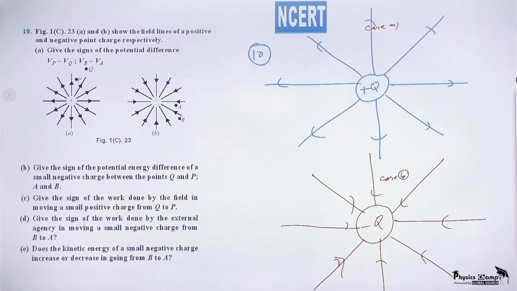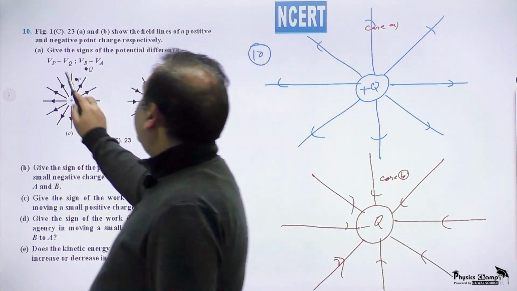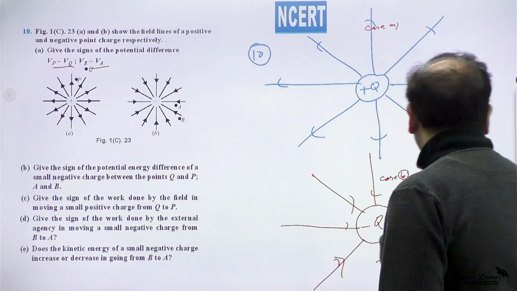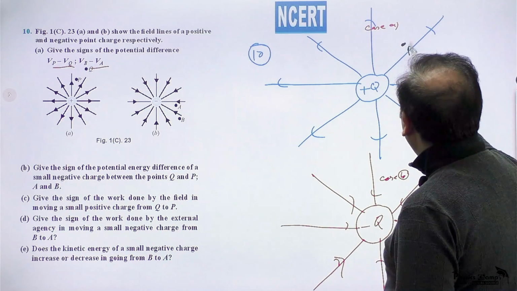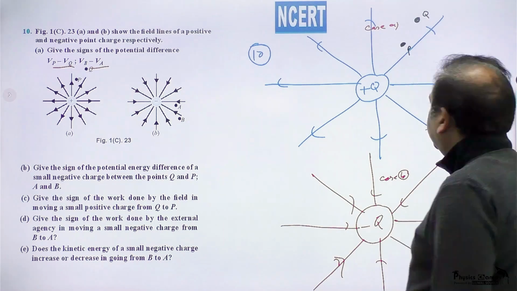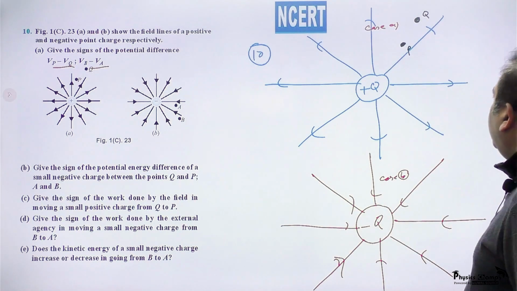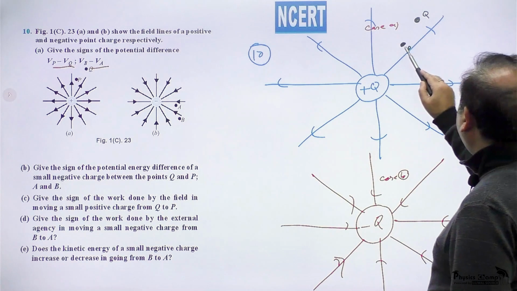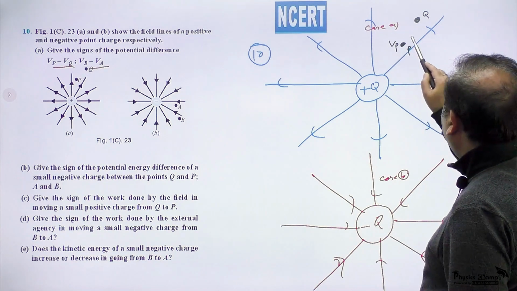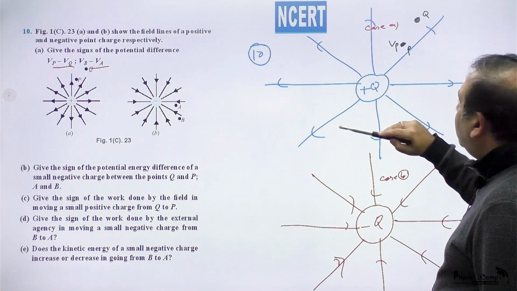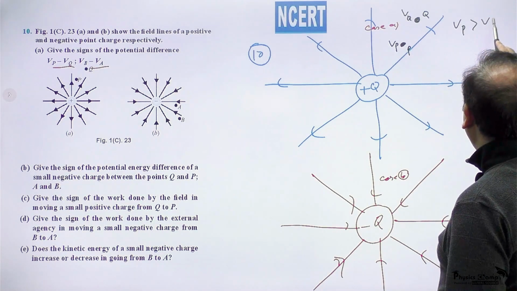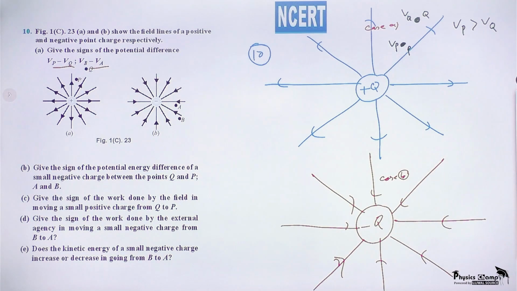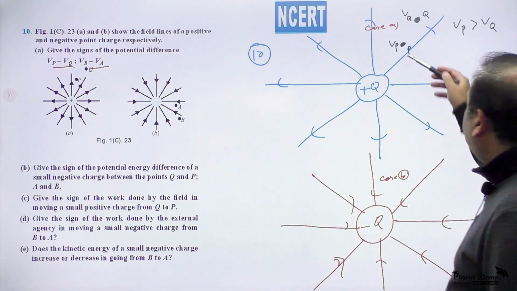Question is, give the sign of potential difference Vp minus Vq and Vb minus Va. Here the two points are, there is a point P here and there is a point Q here. What do you think? Which will be at higher potential? So obviously I can see here potential at P will be 1 by 4 pi epsilon naught plus Q by R, and potential at P will be obviously higher than potential at point Q.